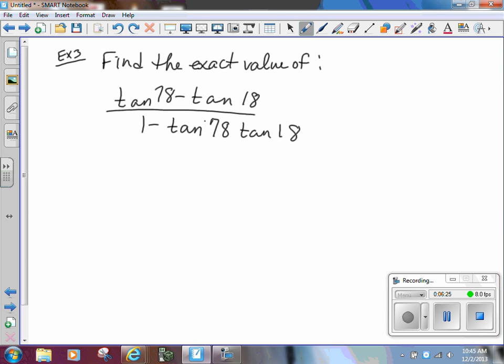Notice what I want you to do. What do I want you to do for this? So I want you to find the exact value. Okay, I want a number. I don't want an angle measure in there. All right? After you do this, that should be 1 plus tangent 78, tangent 18. Thank you very much. Sorry about that.